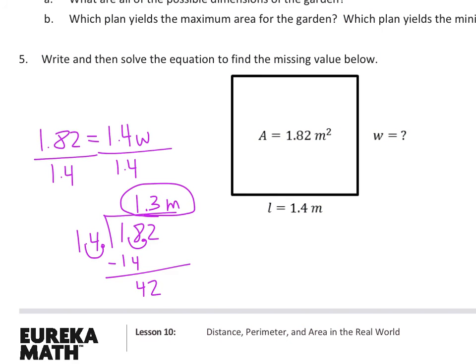Question 5 is pretty simple. We've already done one like this, so we're just going to use our area equals 1.4 as our length times the width, and then we're going to get rid of the 1.4, and since it's being multiplied, we're dividing that from both sides. So 1.82 divided by 1.4, as you can see, I just multiplied them both by 10 to move the decimal over to divide by a whole number. I end up with 1.3, or 1 3/10 meters.